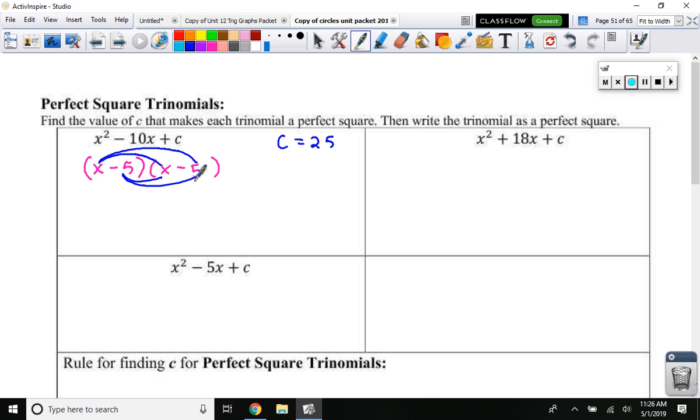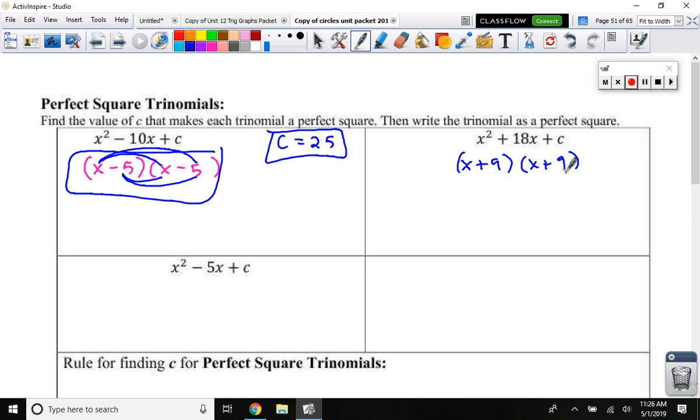Okay? So when C is 25, I get this unique special situation where the parentheses end up exactly the same. And it's equivalent to the top one. And so we'll do this one for you. Great. X plus 9 and X plus 9. Okay, and that's only true, these are only gonna be equal if C is 81. Everybody's following her? Good so far? Okay, how about that one? Not as nice. Yeah, Lena? Yep, okay.